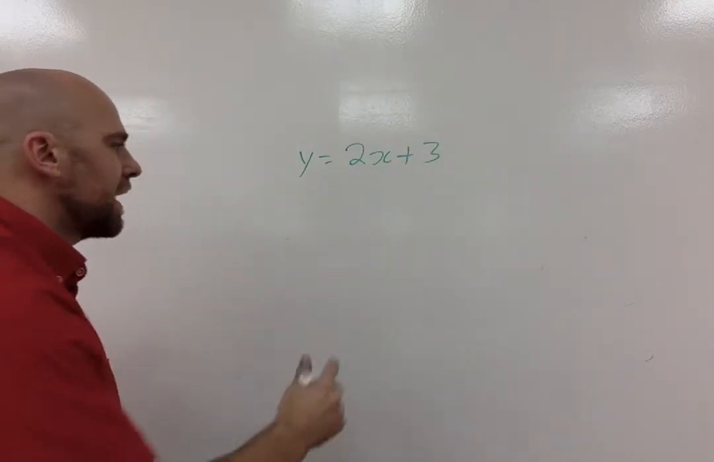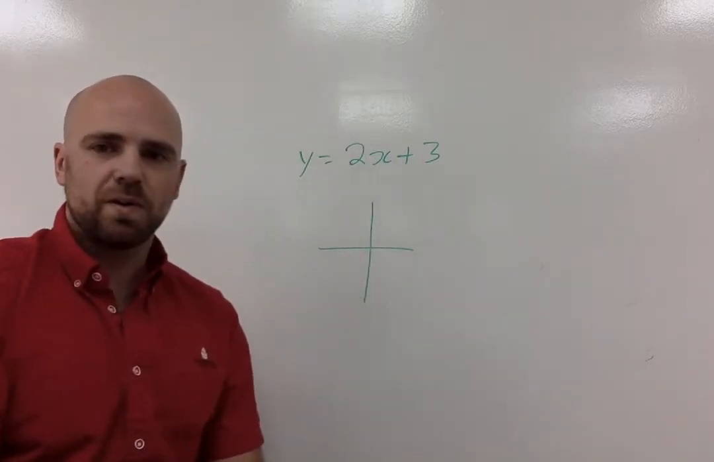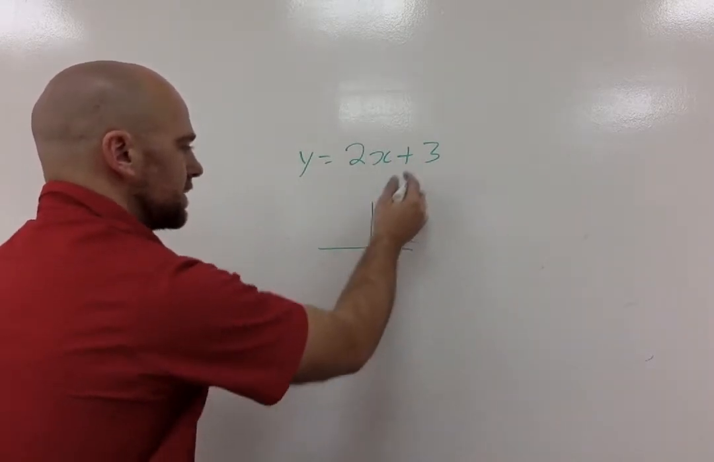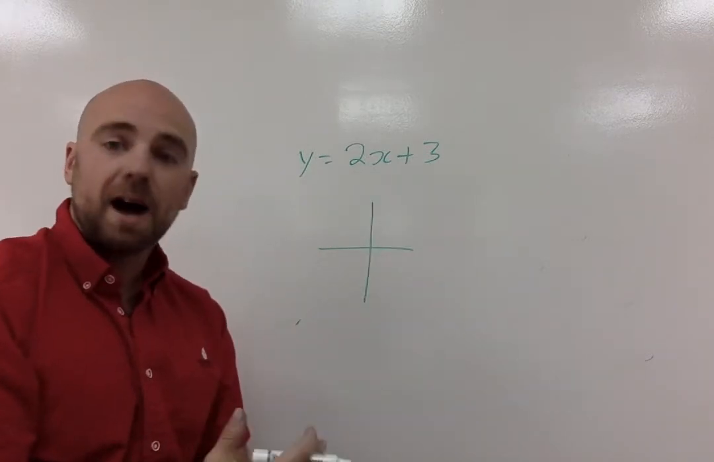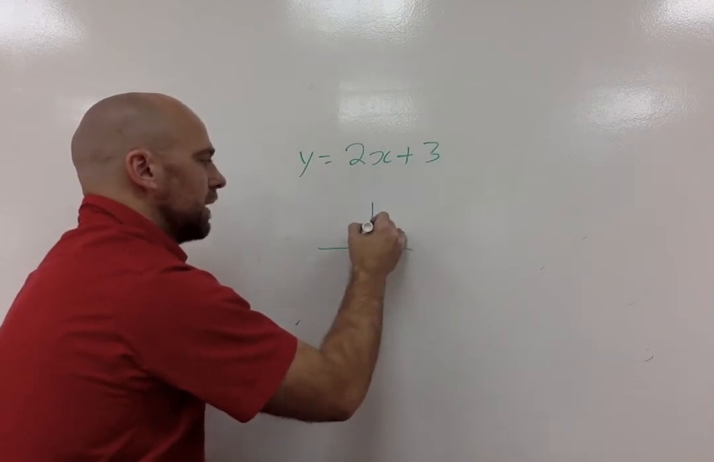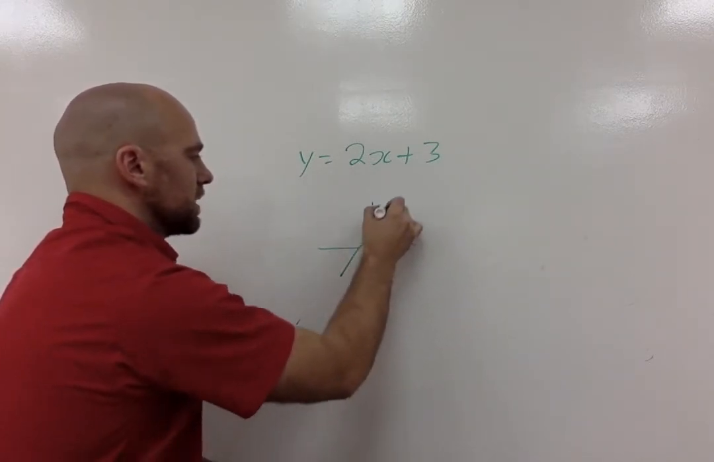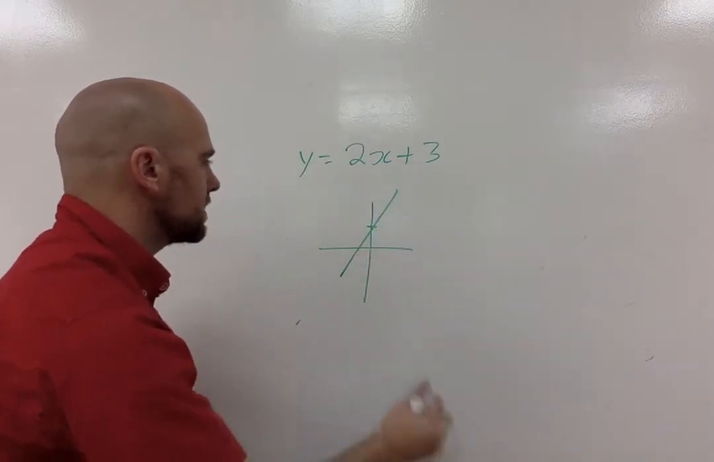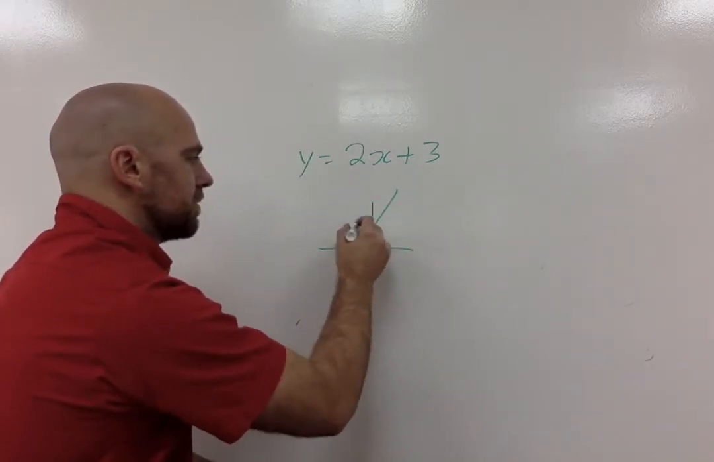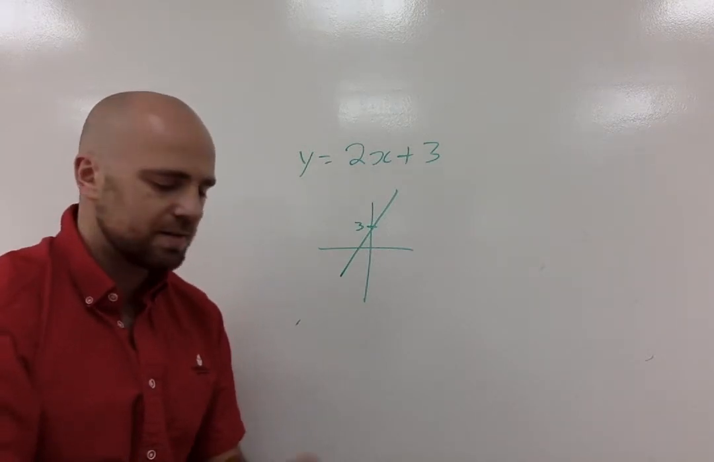If I was to graph this, I have a positive numerical coefficient, which means my graph is going up from left to right. My constant is telling me where I'm crossing through, and for every time it goes right 1, it goes up. So my line might look something like this, assuming that this is at positive 3. My intercept on my y-axis is at positive 3.